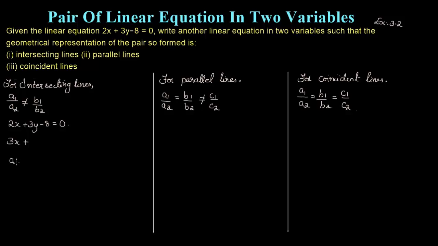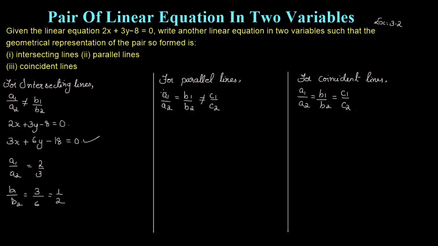You can just write here A1 by A2 is 2 by 3. So this should not be 2 by 3 at any cost. So I am taking here 6y minus 18 or something. So let me just check B1 by B2, how much do you have? 3 by 6. 3 by 6 is nothing but 1 by 2. So you can observe here the ratios are not equal. So this equation, whatever you have given, is correct to form the pair of linear equations which has intersecting lines.